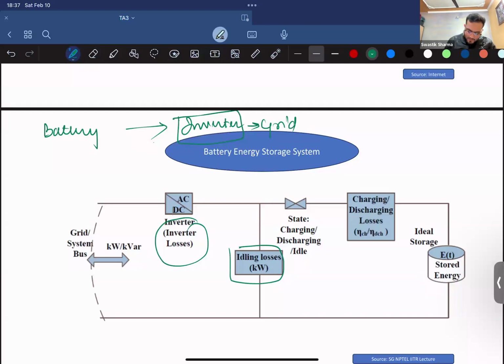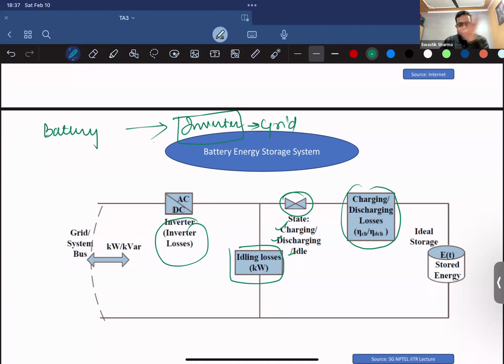Then there is a state. This connection is a kind of switch that depends on the state of the system, so whether you are charging, discharging, or idle is how it will behave. This is an equivalent circuit model of what a battery energy storage system coupled with a grid would look like. Then you have charging or discharging losses. When you charge, the amount of power you're taking from the grid doesn't generally all come to your battery.